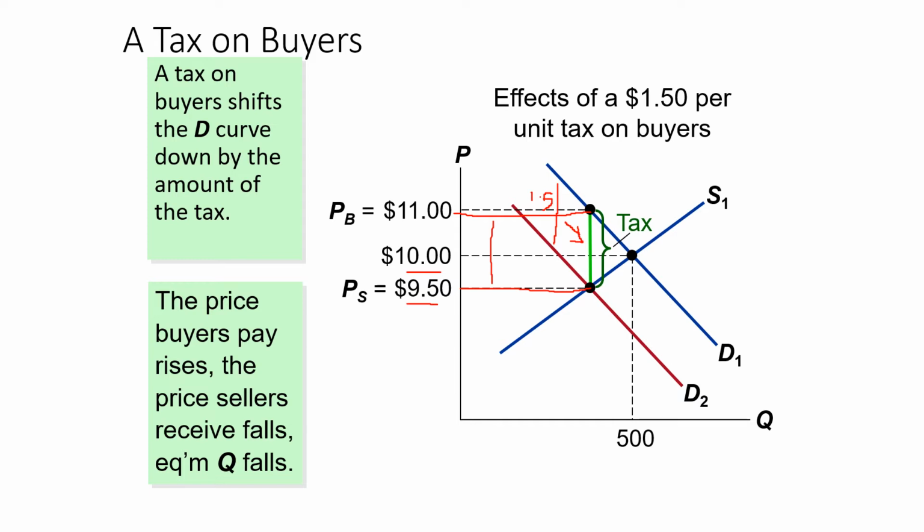Right? Now we need to understand who is paying more in this situation. If you look at the values, the market price was 10, but the buyers are paying 11. So they are paying $1 more than the market price. So the actual tax effect on the buyers is $1.